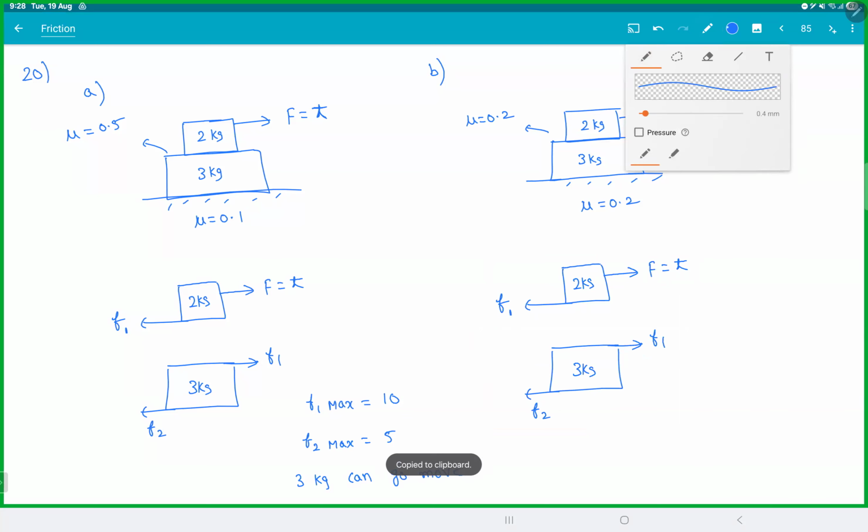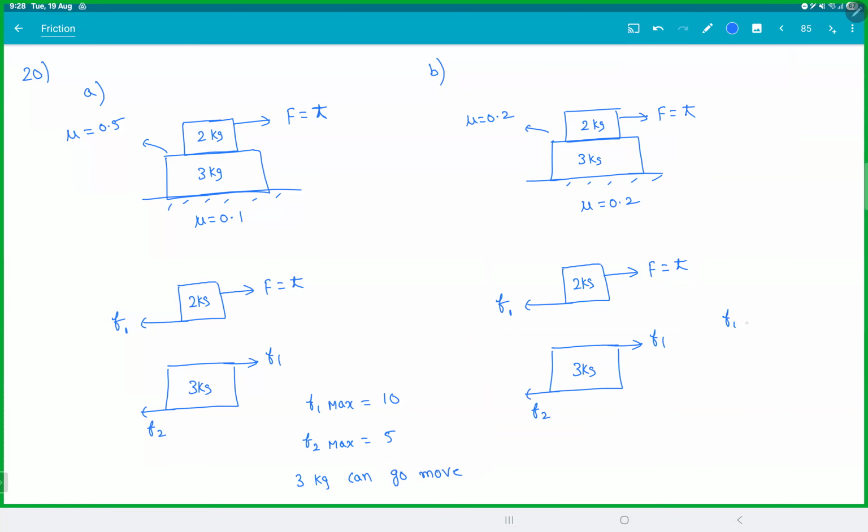If I do the same thing here, in this case, F1 max will be 0.2 into 2 into 10, 4 newtons. Whereas F2 max will be 0.2 into 5 into 10, 10 newtons. Means what? No matter how much F1 tries its best, it can never move the 3 kg block, isn't it? Is that making sense? Since F2 max is greater than F1 max, 2 kg will never move. 3 kg will never move.